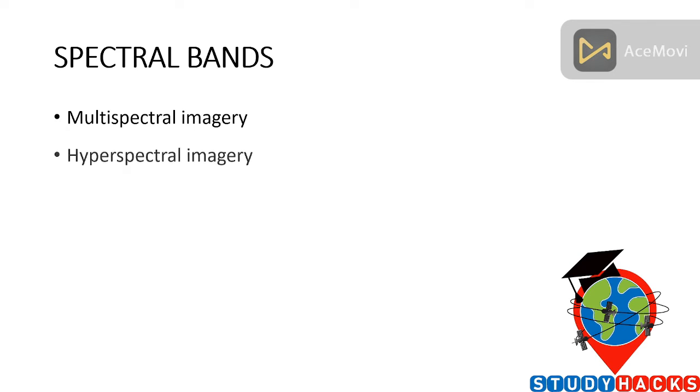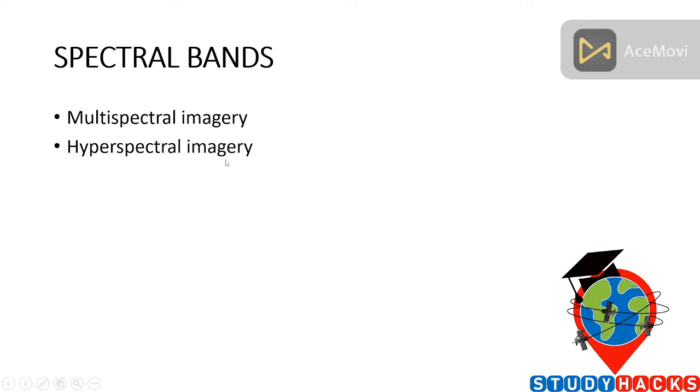So now we talk about the spectral bands. What are spectral bands? Mainly we can get two types of spectral bands: one is multispectral, another is hyperspectral. Okay, so multispectral and hyperspectral.